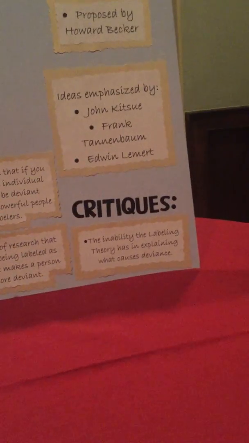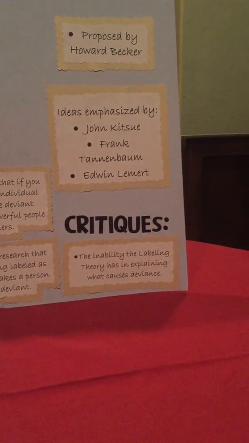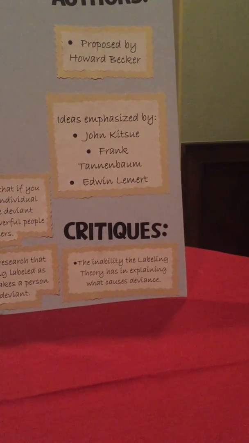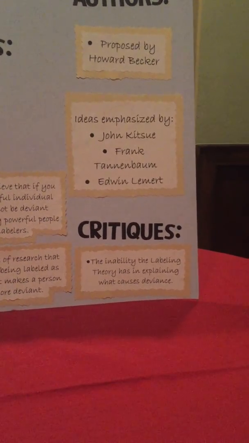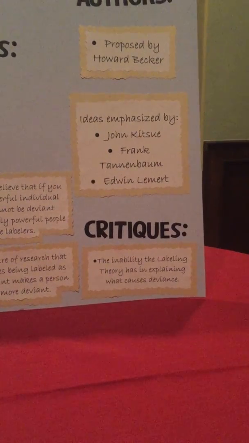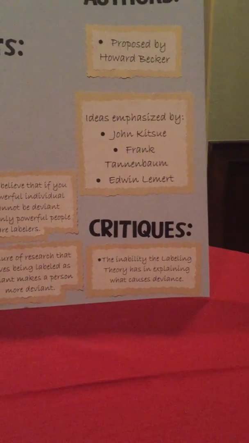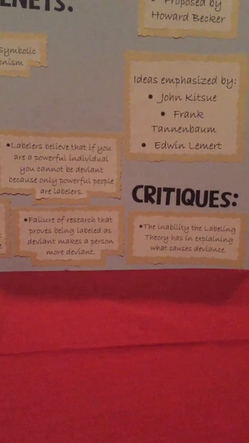Other critiques of the labeling theory are that this draws attention to the role of formal and informal social control on behavior. Some evidence supports deviance amplification, where labeling leads to further crime and deviance.